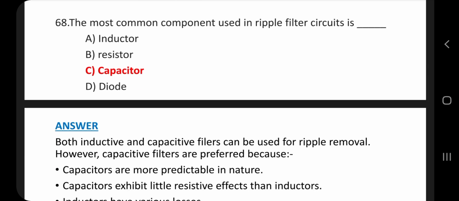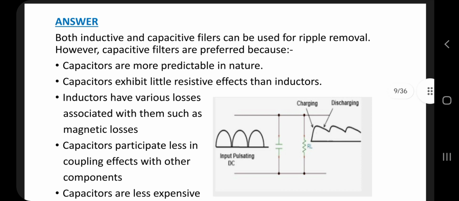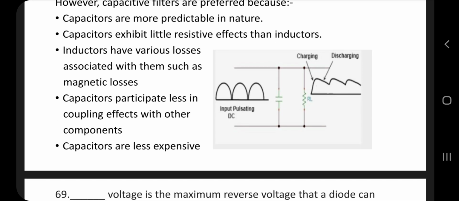Question number 68. The most common component used in a ripple filter circuit is dash. Answer is option C, capacitor. Both inductive and capacitive filters can be used for ripple removal. However, capacitive filters are preferred because capacitors are more predictable in nature. Capacitors exhibit less resistive effect than inductors. Inductors have various losses associated with them, such as magnetic losses. Capacitors participate less in coupling effect with other components. Capacitors are less expensive. This is how the waveform looks after filtering.